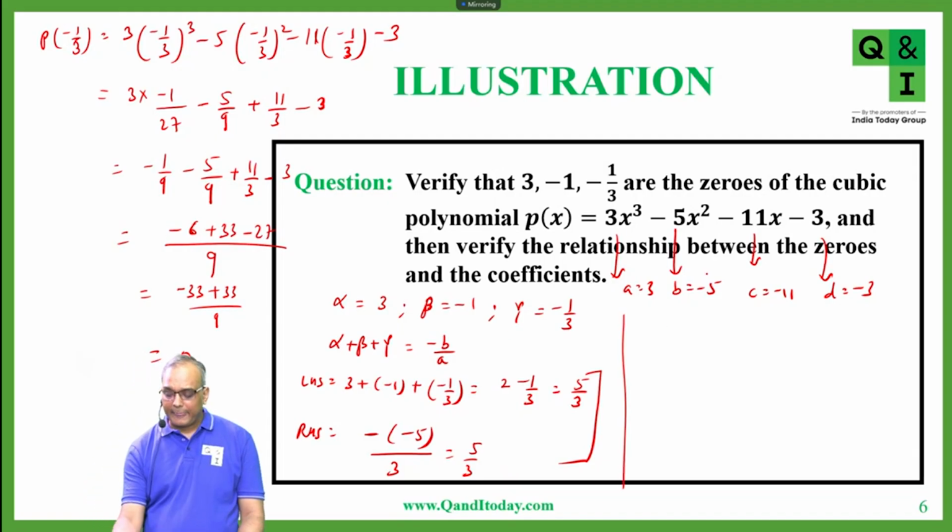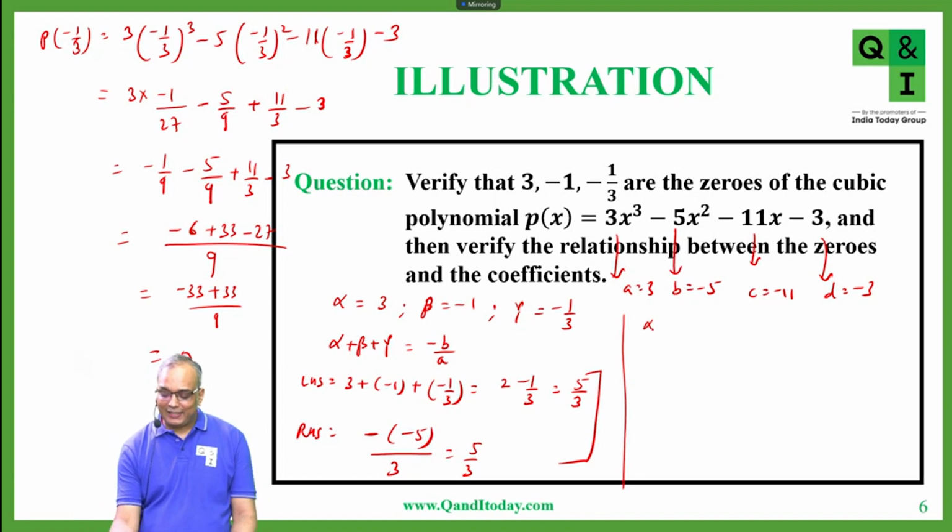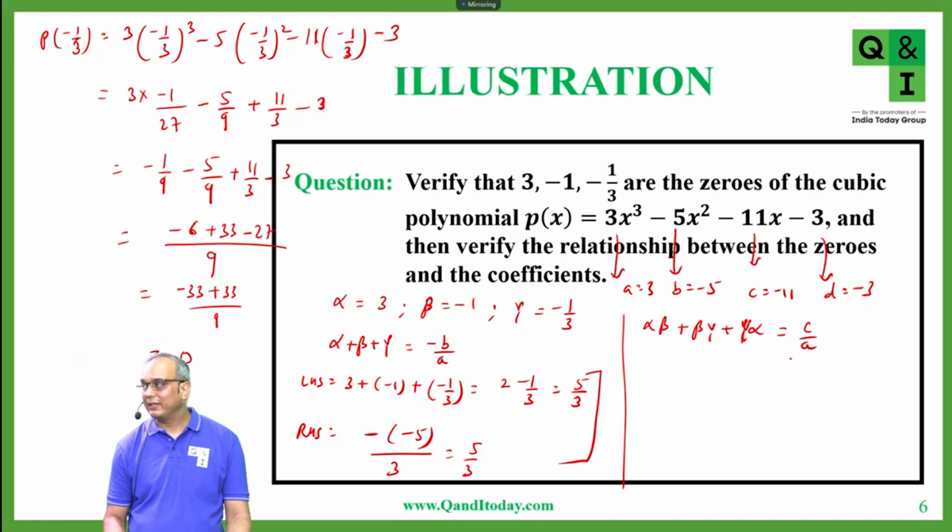Now, if you see the second relation, that is alpha beta plus beta gamma plus gamma alpha is equal to c over a.